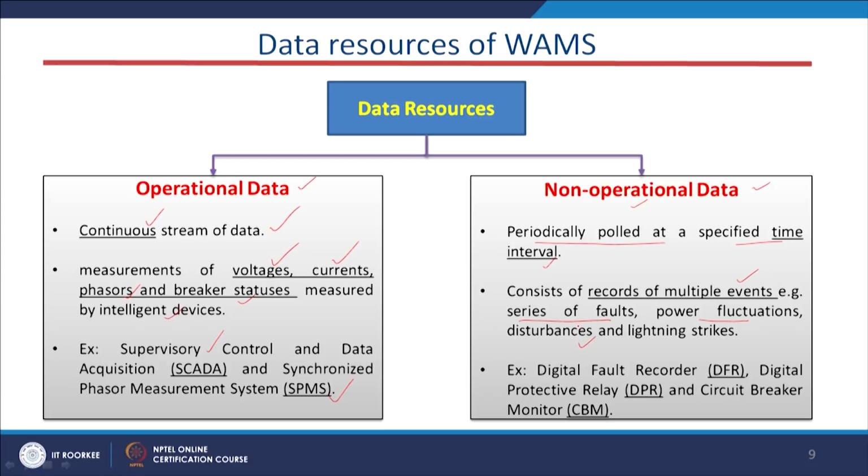So, this is basically the non-operational data mode, and here the examples are the digital fault recorder, digital protective relays, that is DPR, and the circuit breaker monitor. These are the devices which provide this non-operational data in the smart grid system.